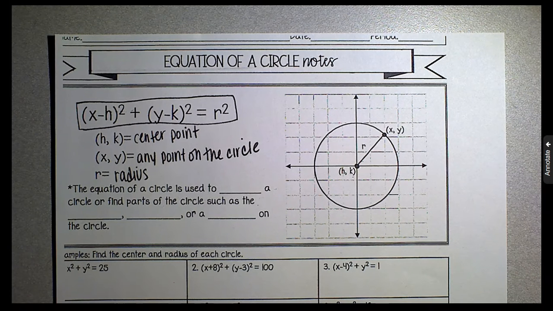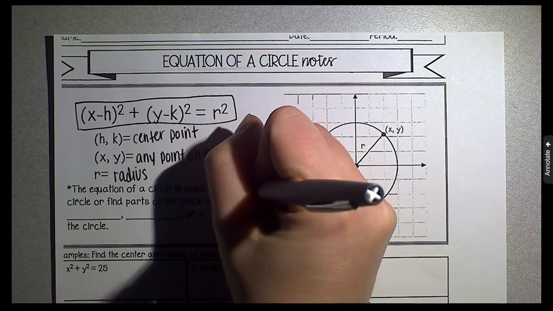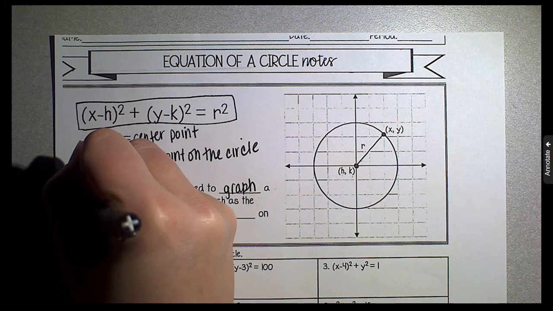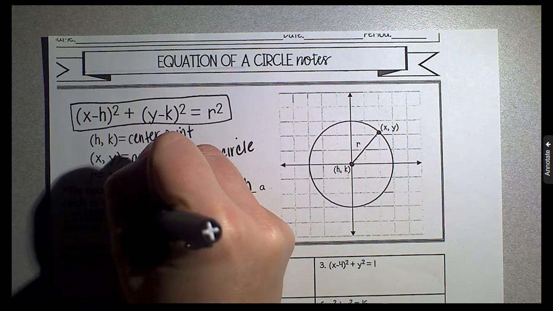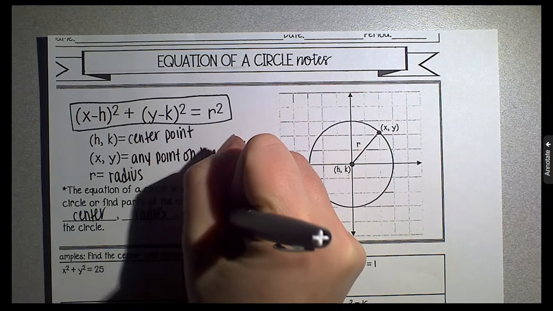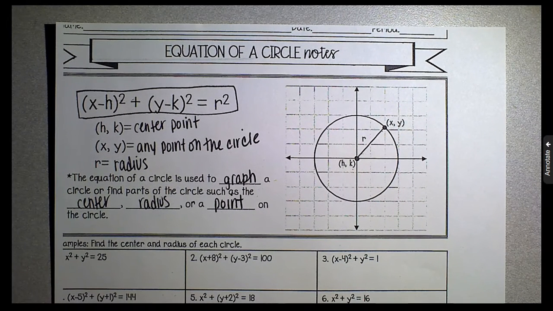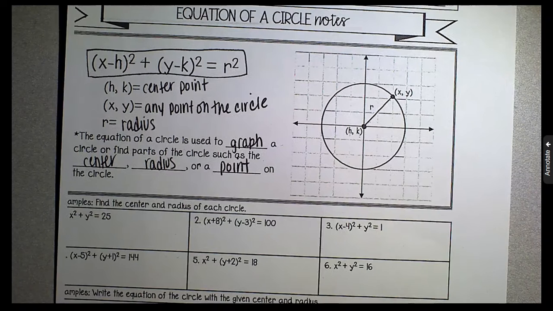So the equation of a circle is used to graph a circle or to find parts of it. Depending on what we need, we might need certain parts, such as the center, the radius, or a point on the circle. Basically, it's just this nice little equation that we can either put information into, or if it gives us the equation, we can get information out of. So we'll get used to that equation, but it's something we do want to know as the future goes on.